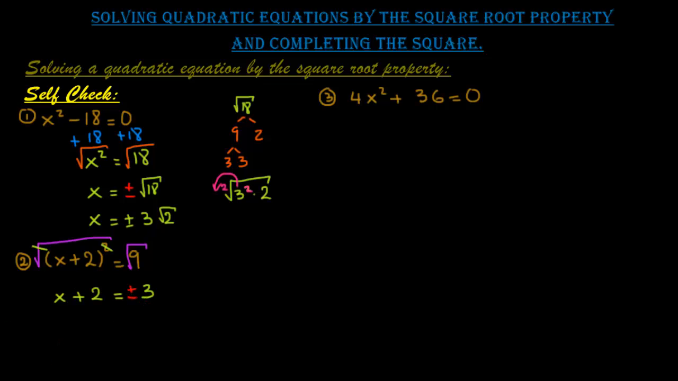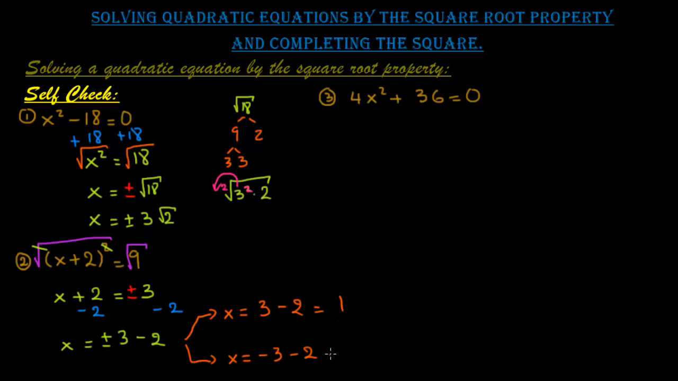Then to isolate the x, I need to move 2 to the other side, so we subtract 2 on both sides. Then you have x equals plus and minus 3 minus 2. Now this problem will break down into two cases. The first case is x equals positive 3 minus 2, and the second case is x equals negative 3 minus 2. So the first case we have the answer 1, and the second case we have the answer negative 5.